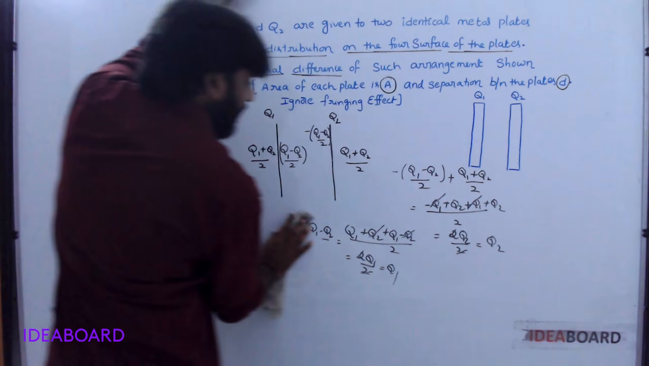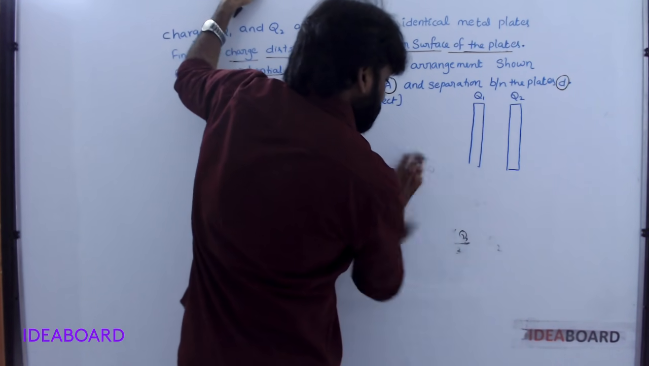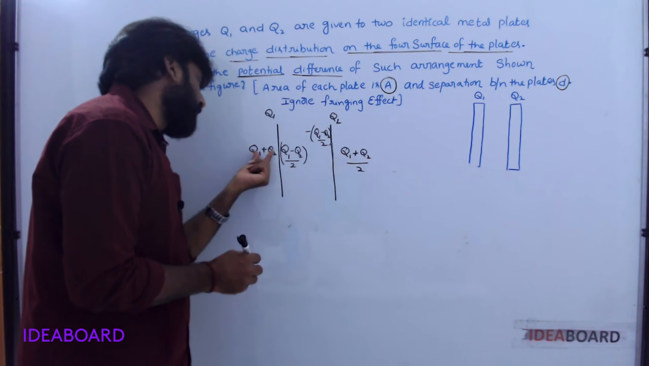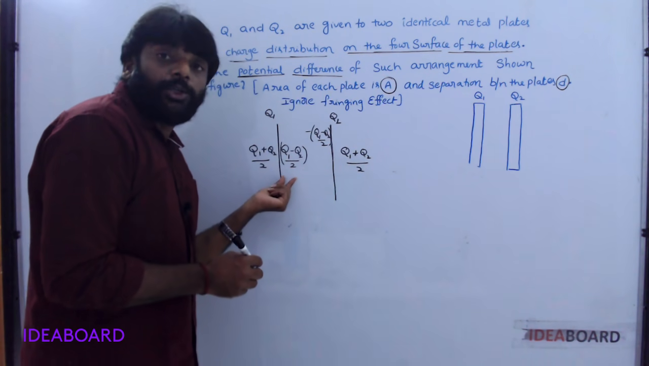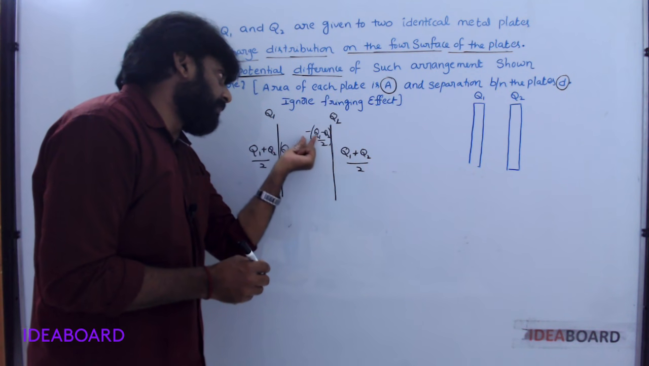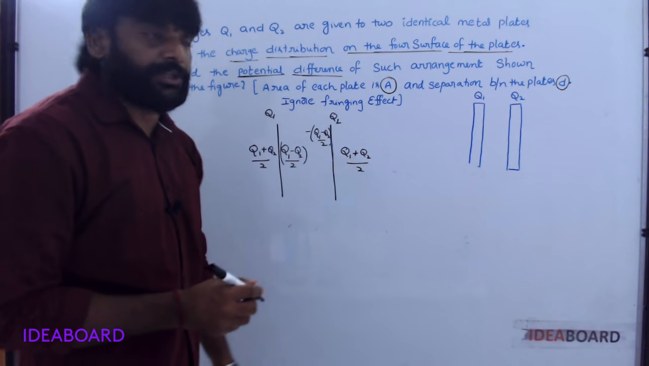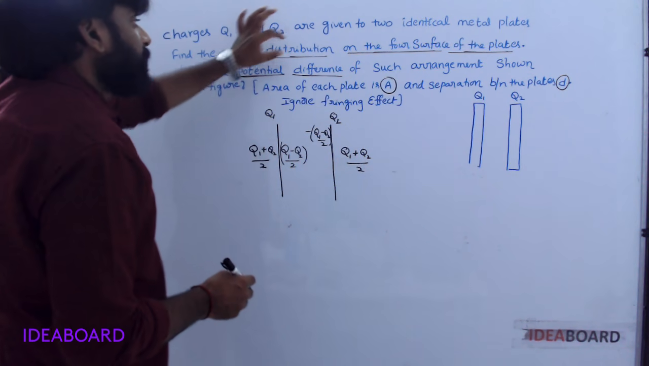So the charge distributed on the surfaces of the plates is: on the first plate, outside (Q1 plus Q2) by 2, inner (Q1 minus Q2) by 2; on the second plate, this one minus (Q1 minus Q2) by 2, outside (Q1 plus Q2) by 2. Understood? Okay. First one is over.